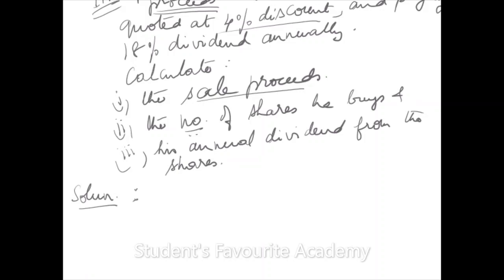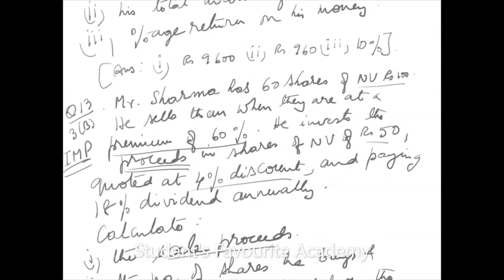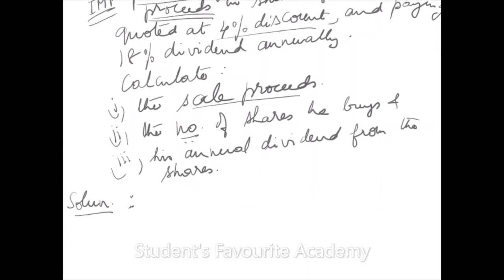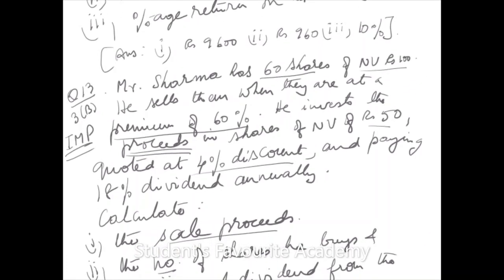So first of all, in the first company, the number of shares he has is 60 shares. Okay, these 60 shares he sells. So number of shares in the original company or first company, number of shares of the first company is how many? 60. Now he sells them when the shares are sold at a premium of 60%.